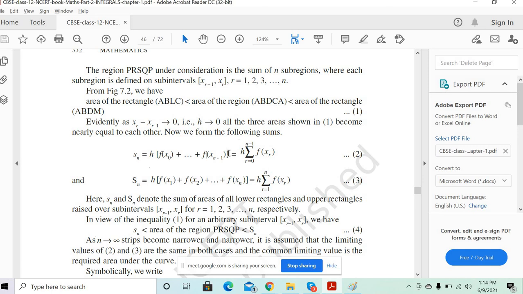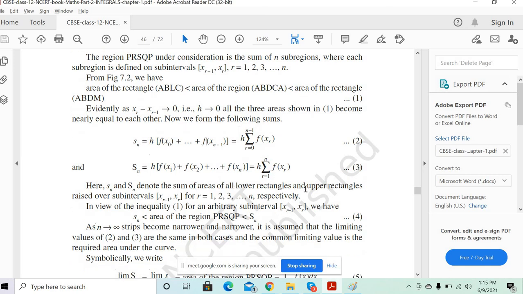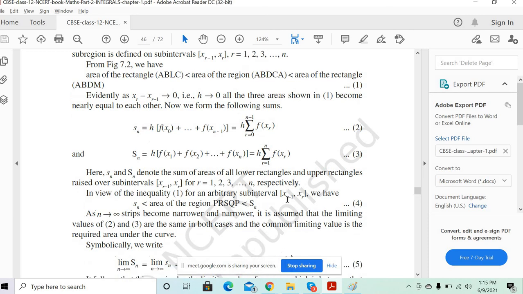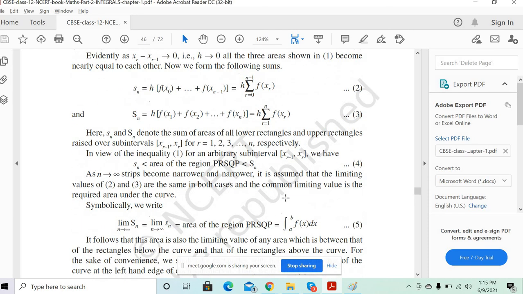Clear? Yes, sir. Okay, good. Now here, small s of n and capital S of n denote the sum of areas of lower rectangles and upper rectangles raised over the subintervals x r minus 1, x r, for r equal to 1, 2, 3 till n, and the area of the region PQRS lies between s n and S n. This is the same thing, only we have a different area of the region.